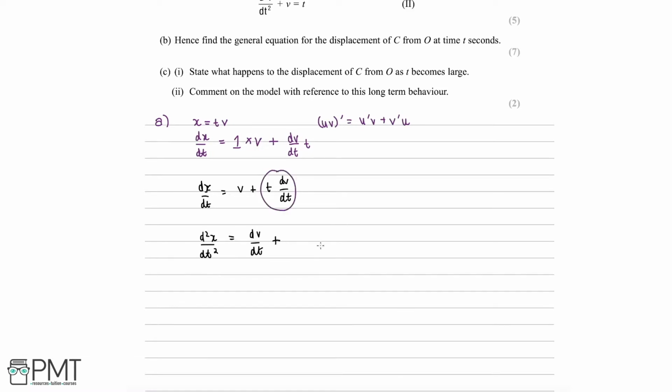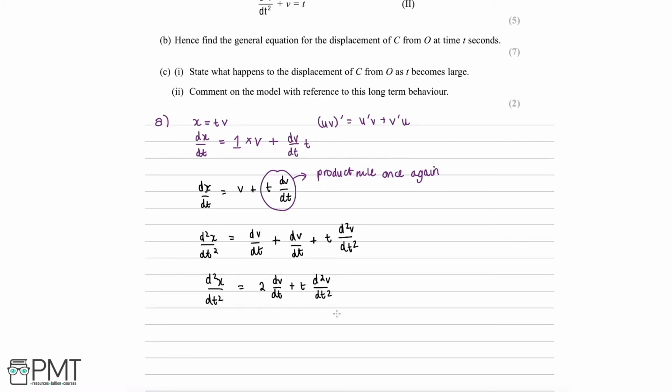Now this over here will require us to use the product rule once more. So the derivative of t with respect to t will be 1, so it will be plus dv by dt, and the derivative of dv by dt will be the second derivative of v with respect to t. So it will be plus t multiplied by the second derivative of v with respect to t. We can simplify this once again to give you 2 multiplied by dv by dt plus t multiplied by the second derivative of v is equal to our second derivative of x with respect to t.